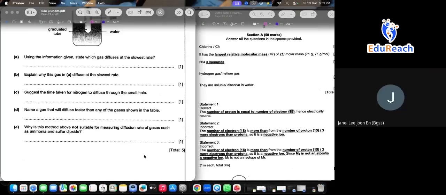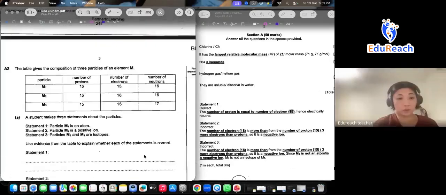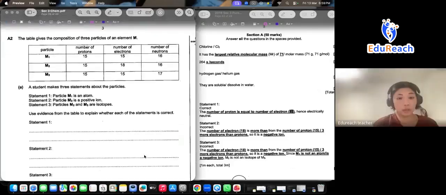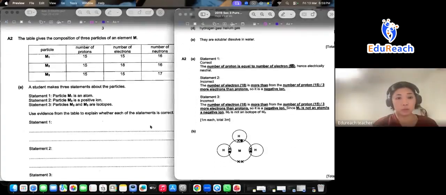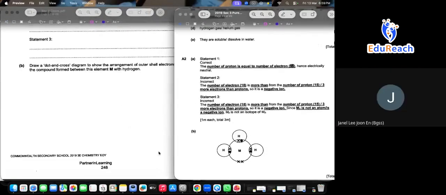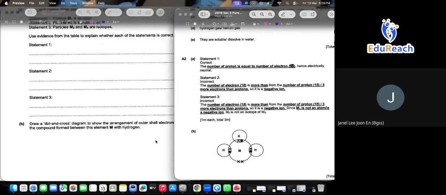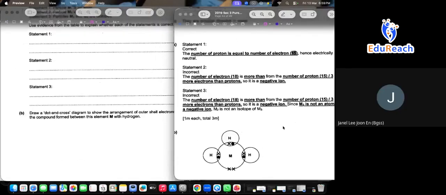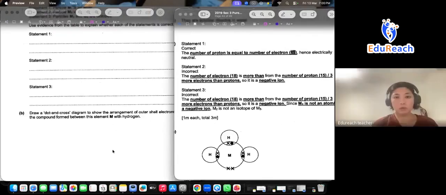Okay, next one. A2. Part A is fine, right? It's just the dot and cross. Statement 2, statement 3, and the dot and cross.